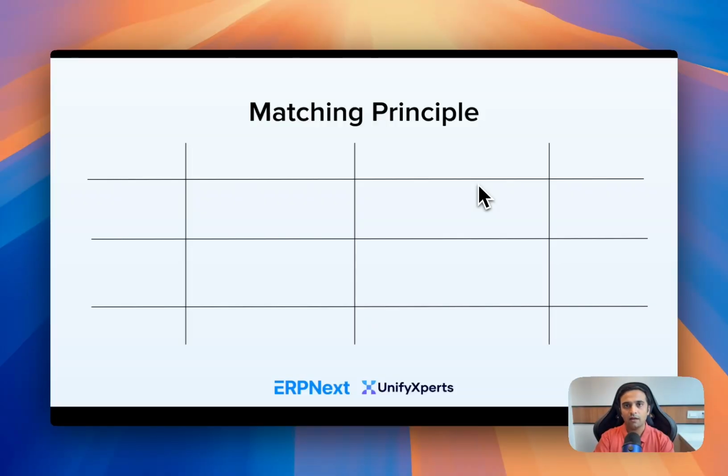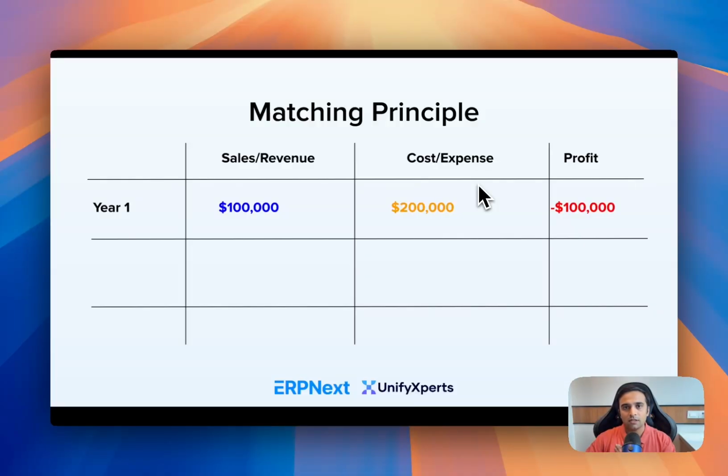So one of the main principles of GAAP, US GAAP or IFRS is matching principle. So what does matching principle actually mean? So matching principle means that the cost that you book in a given period, let's say for a year, should be only for the value of goods that you have sold, so that you don't end up over reporting or under reporting your profits, right?